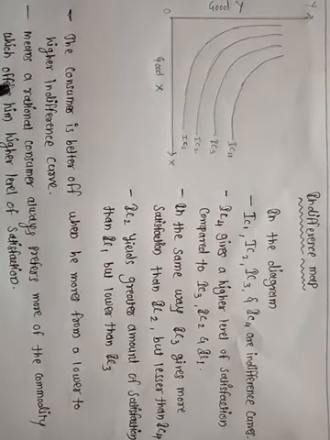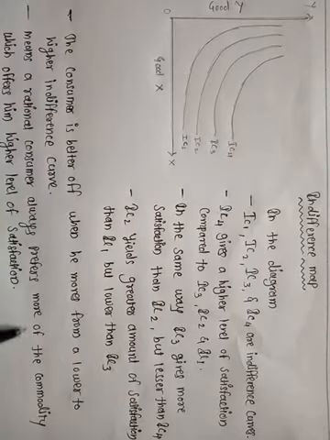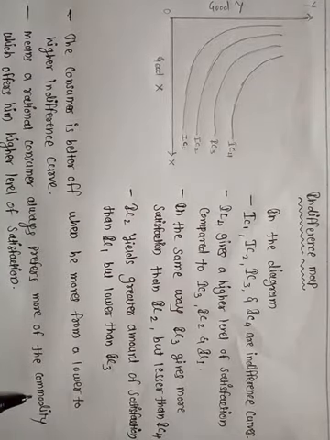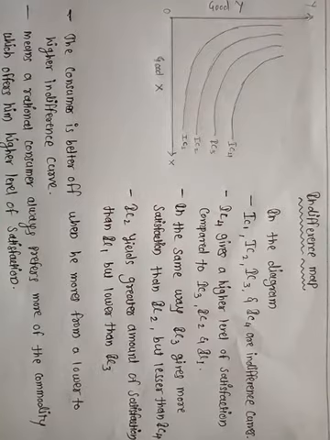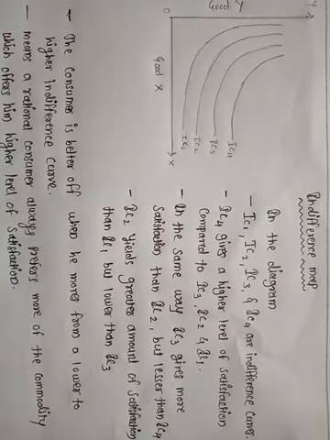This means a rational consumer always prefers more of the commodity. Why? Because it offers him a higher level of satisfaction. Students, this is all about the indifference map.